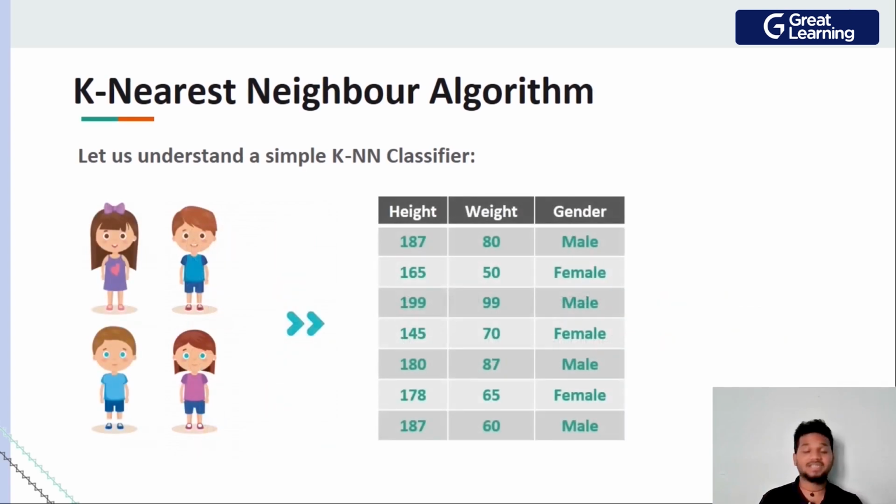Well, here are some of the things. I have heights of these many people, 7 people. I have weights of 7 different people.